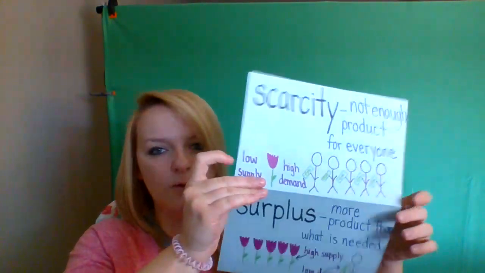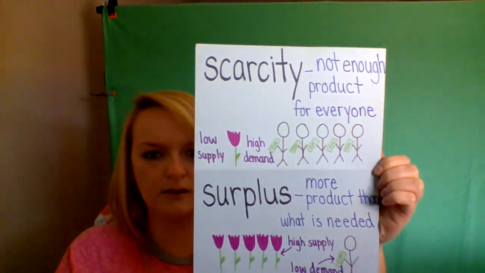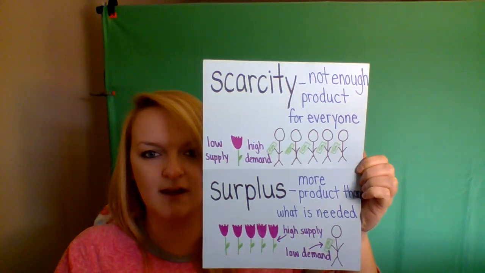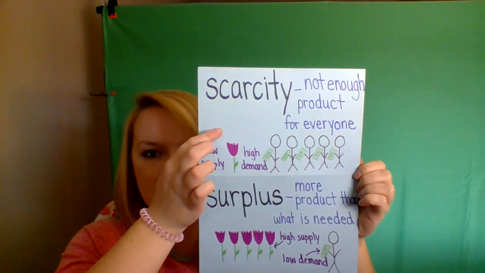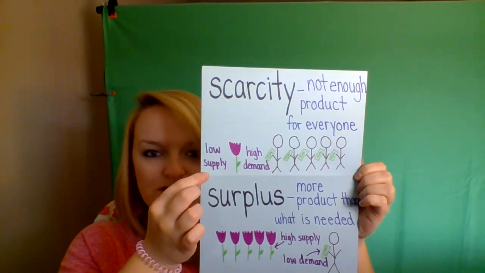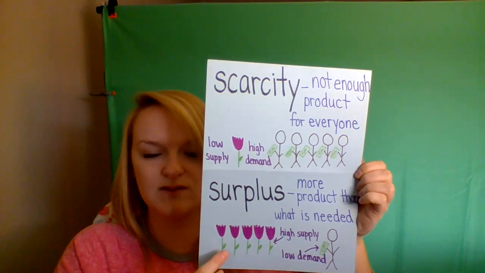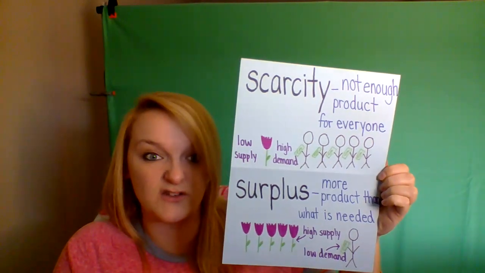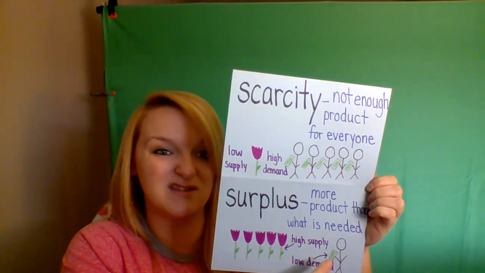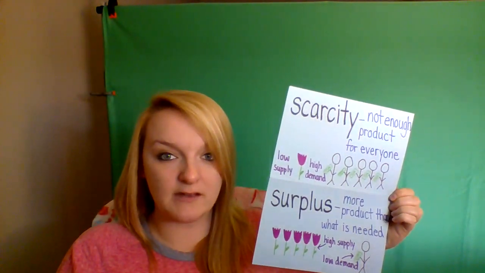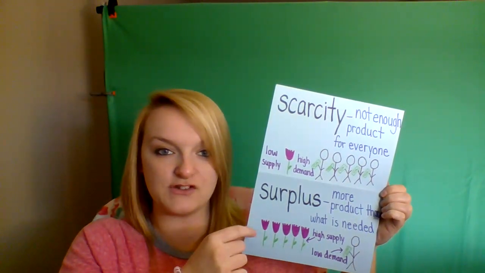So, once again, before we close, I'm going to want to know one thing that is scarce right now. There's not much of it, but lots of people want to buy it. And I'm going to want to know something that you think might be in surplus right now. Lots of it, but no one really wants to buy it. You're going to comment on our Google Classroom one thing from each of these.